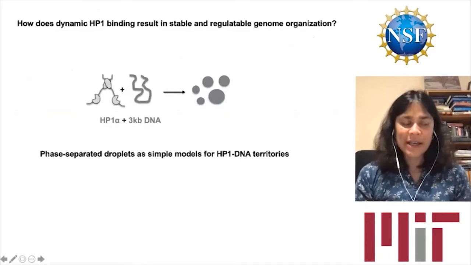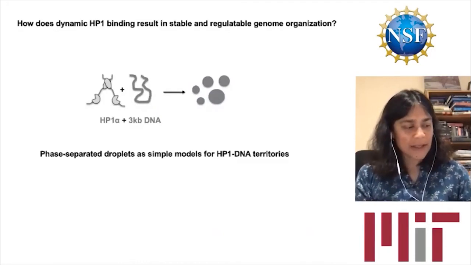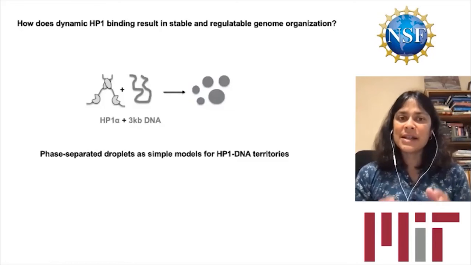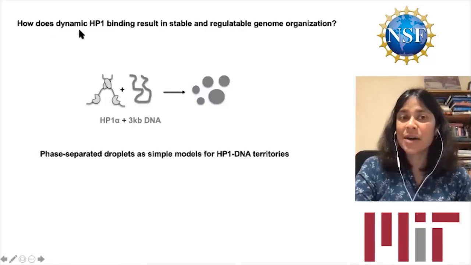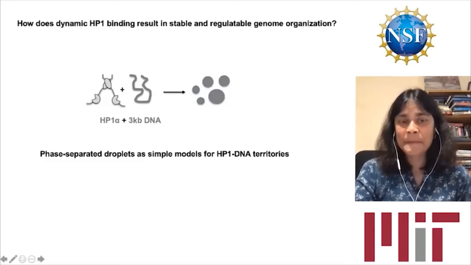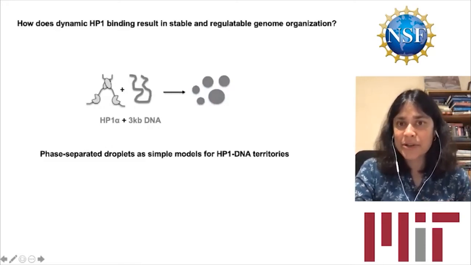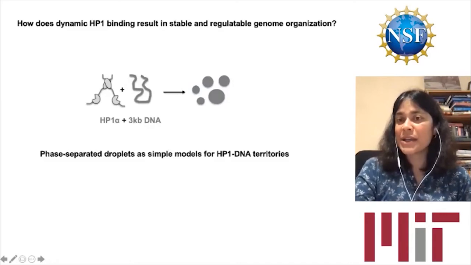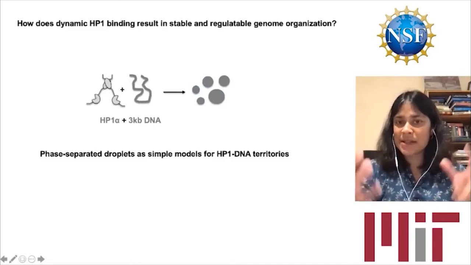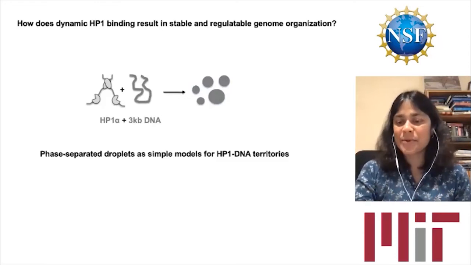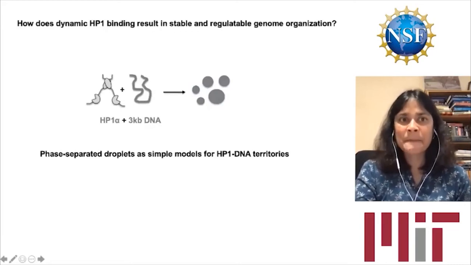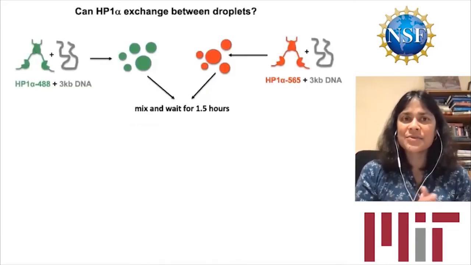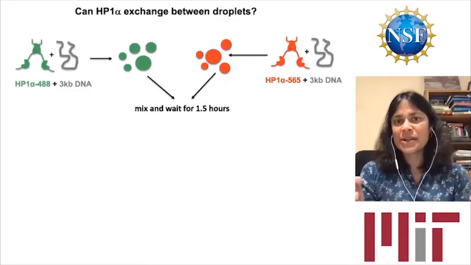Okay, so having seen this in the context of HP1 and DNA, Madeline next went on to ask, can she get to the core of the question that she set out to ask, which is how does dynamic HP1 binding result in stable and regulatable genome organization? Okay. And for this, she chose these phase-separated droplets that I've been describing as simple models for HP1 DNA territories, because these droplets can contain DNA, and we can study their intrinsic properties and very, very loosely model them as HP1 DNA territories. So, one of the first questions she asked was, what happens when two territories mix?